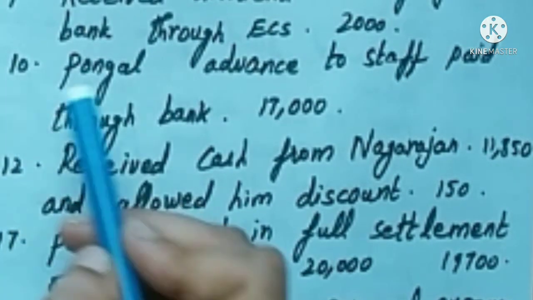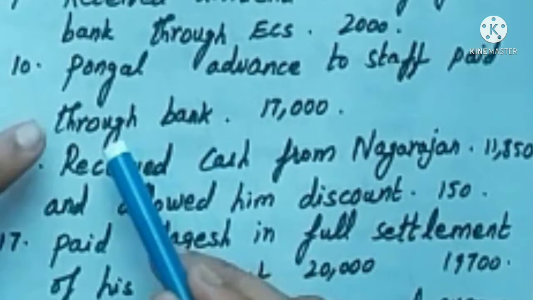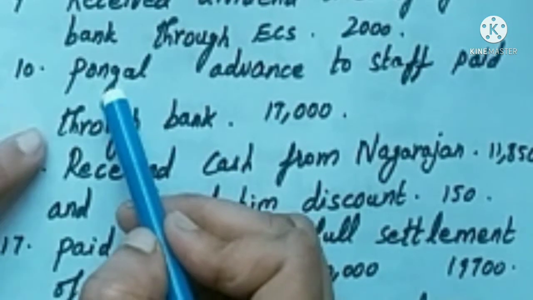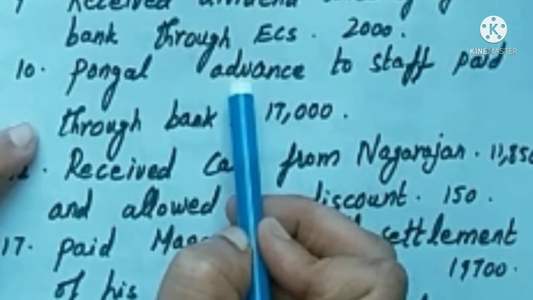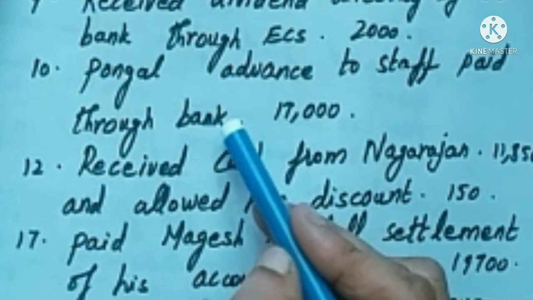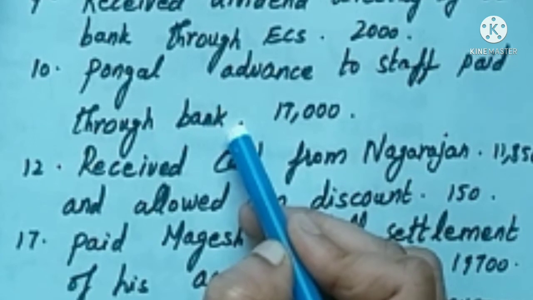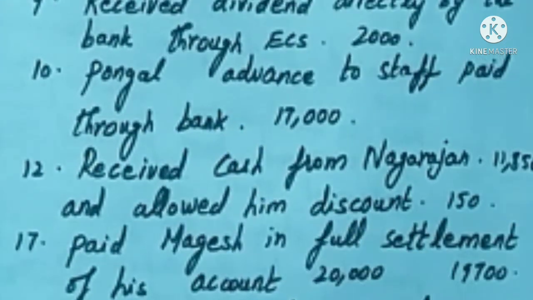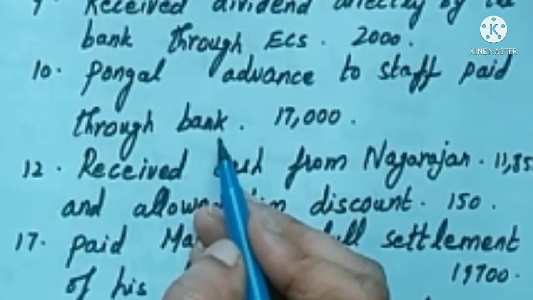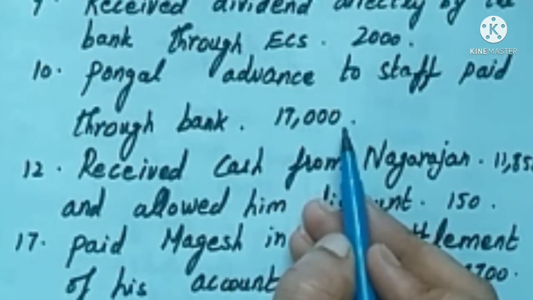On 10th January, Pongal advance to staff paid through bank. We are paying it through bank, so I am going to write it in the bank column. In this transaction, we are paying Pongal advance. So Pongal advance account debit to bank account because we are paying money through bank. That's why bank account is credited instead of cash. Since bank account is credited, I am going to write it on the credit side of cash book by Pongal advance 17,000 in the bank column.